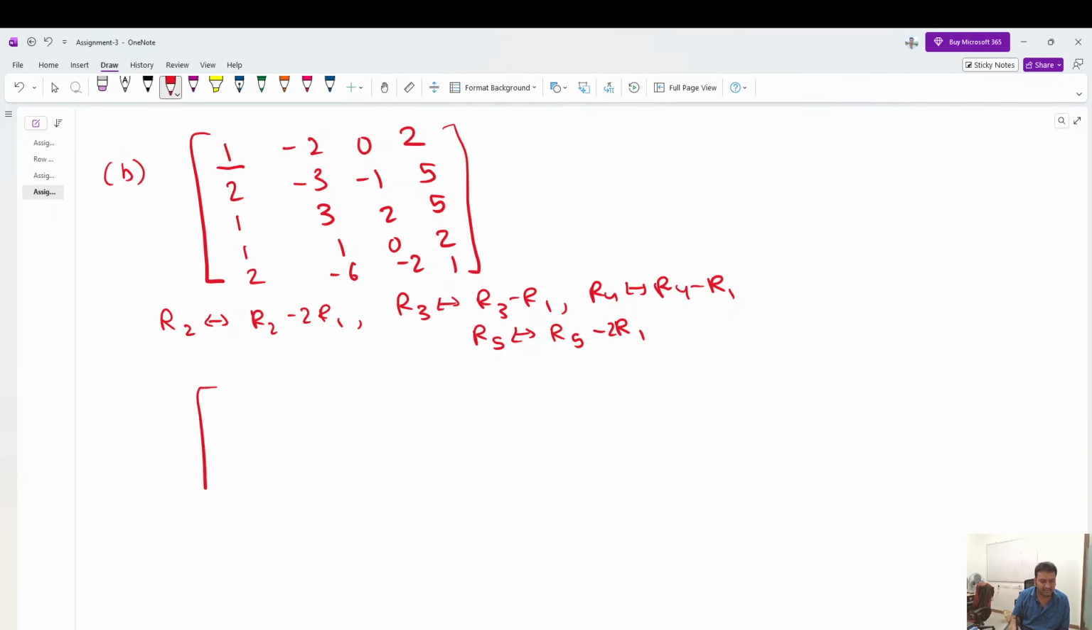So now what is the matrix? The new matrix you have is 1, minus 2, 0, 2. Rest everything you have to change. 0. So minus 3 minus minus 2 into minus 2, right? So this is minus 3 minus 2 into minus 2. So what is it? 1. Okay. Now similarly here, this will remain minus 1. And what is this? 5. Okay. 5 plus minus 2 into 2, which is 1, right?